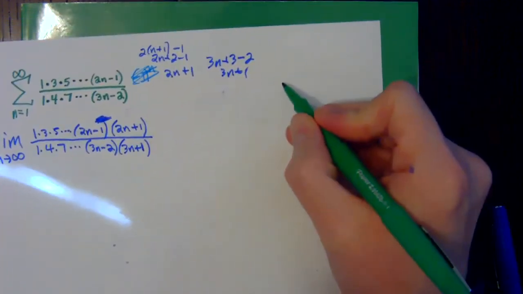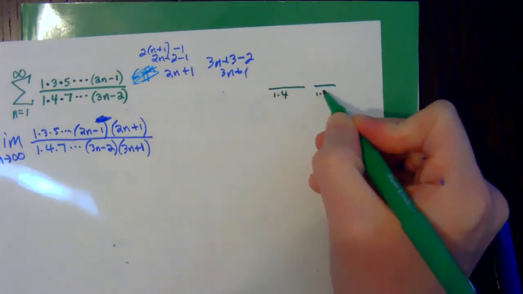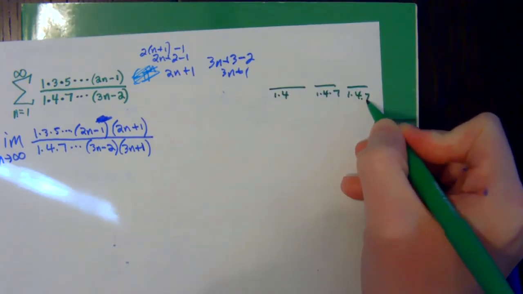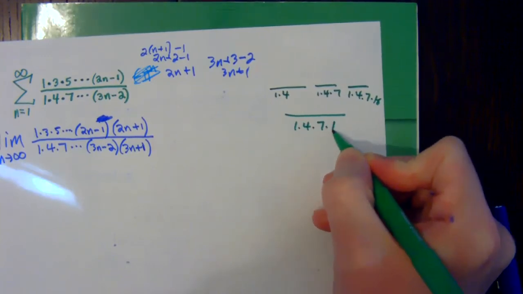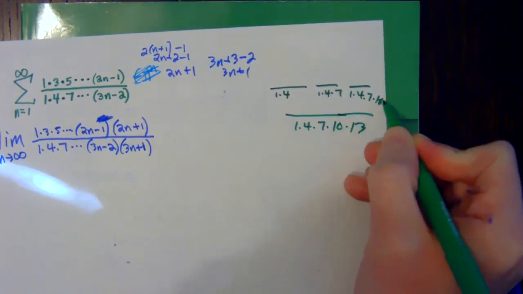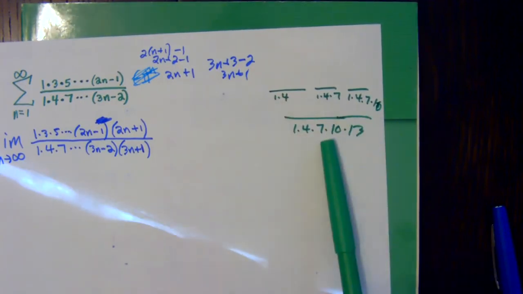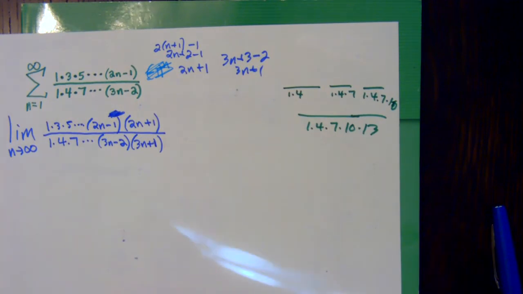Look, if one of your terms on the bottom is 1 times 4, the next one would be 1 times 4 times 7. The next one would be 1 times 4 times 7 times 10, and you get the idea. The next one would be 1 times 4 times 7 times 10 times 13, right? That's what we're doing. There's the first term, the second term, the third term, the fourth term. Each term that you add on just adds another number that you're going to multiply by.